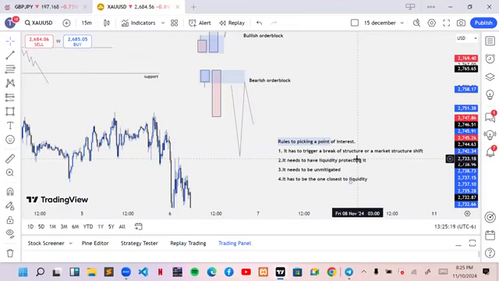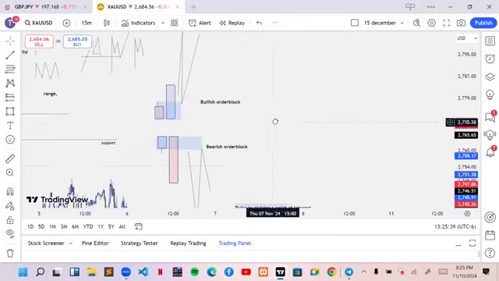The third one is it needs to be unmitigated. So it means you should be picking the point of interest that price has not tapped into before. If price has broken out or shifted structure, you need to make sure that the point of interest is pristine, that price has not tapped into it before. So now this last part says it needs to be the one closest to liquidity.